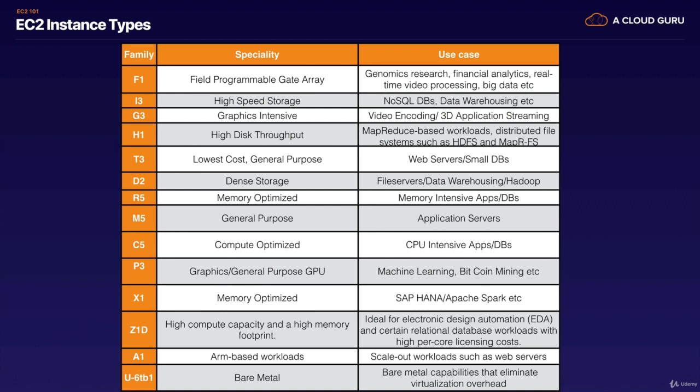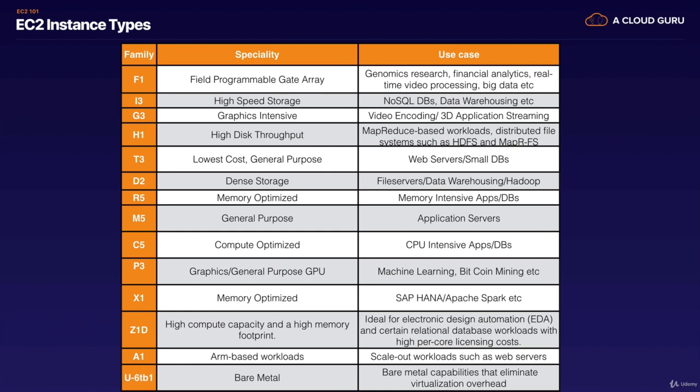Then got G3s. These are graphics intensive, and these are used for things like video encoding, 3D application streaming, etc. We've got H1s. These are high disk throughputs, useful for things like MapReduce-based workloads, distributed file systems such as HDFS and MapRFS. We then have T3s. These are our lowest cost general purpose instances, and we're going to be using the T3s throughout the rest of this course. And typically the use case for that is web servers, small databases, etc.